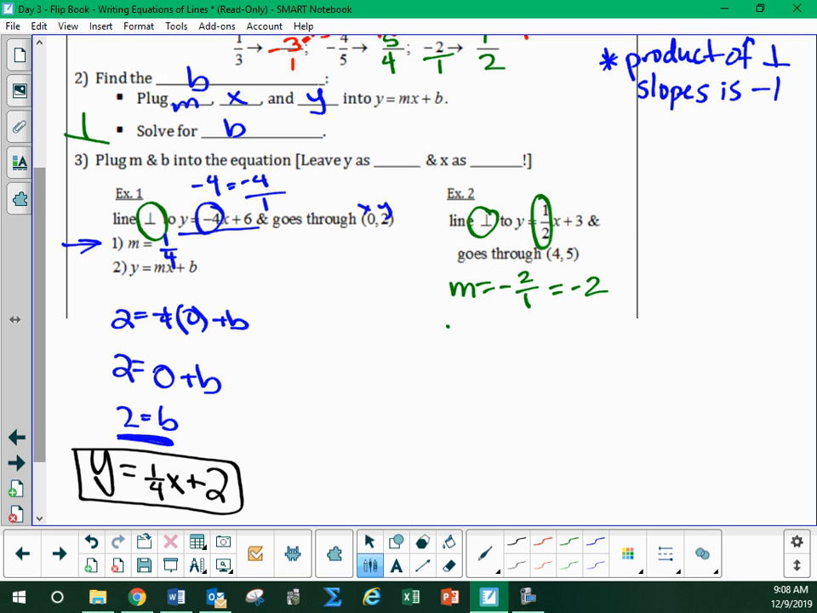Okay. We have y equals mx plus b. Now we just plug in everything. Got my point. Got my slope. Let's plug it all in. What's my y value? 5. What's my slope? -2/1. Good, -2/1 or just -2, either way. And times my x value, which is 4, plus b. All right, why don't you guys go ahead and solve for b on this one.